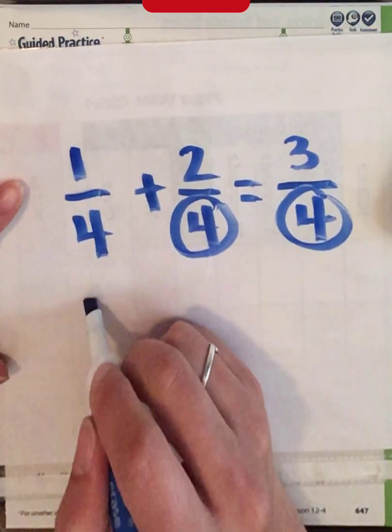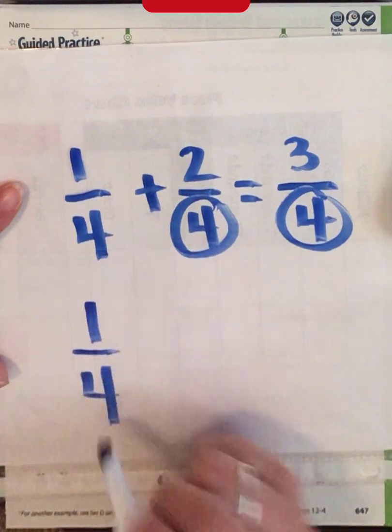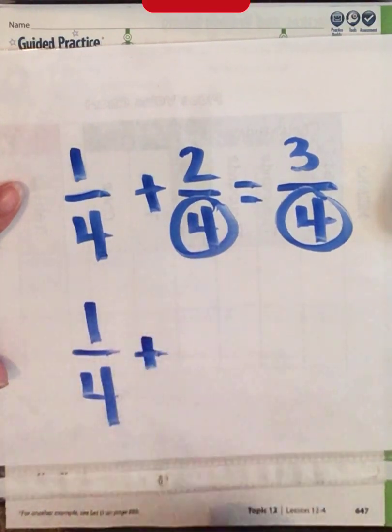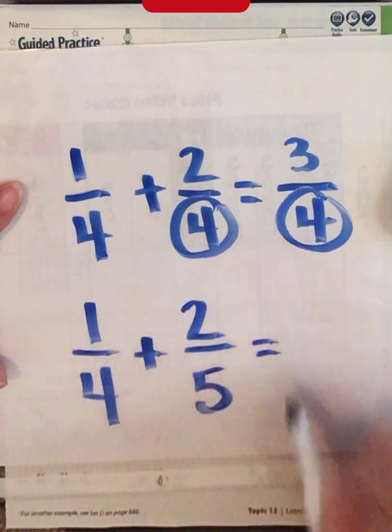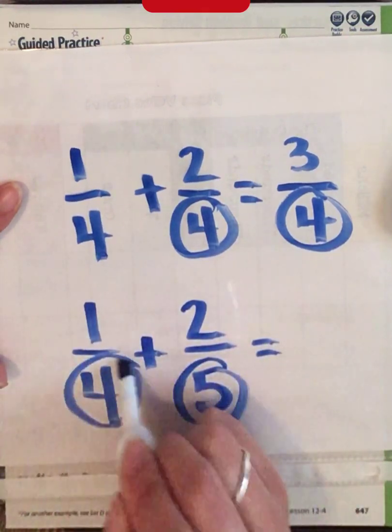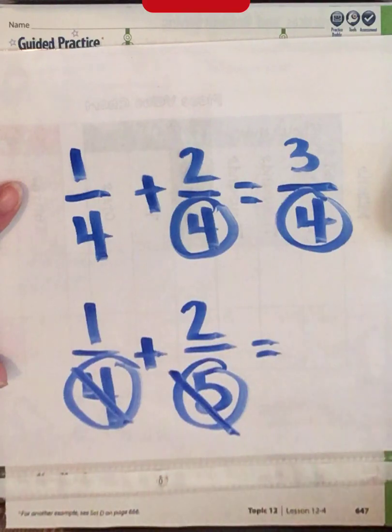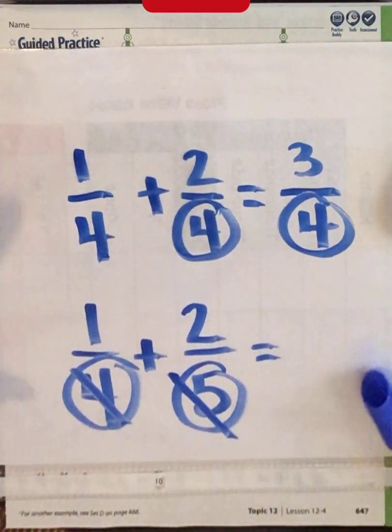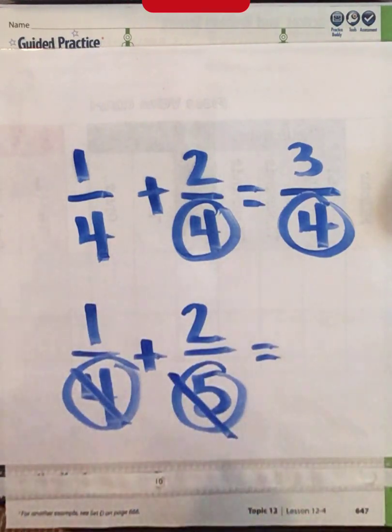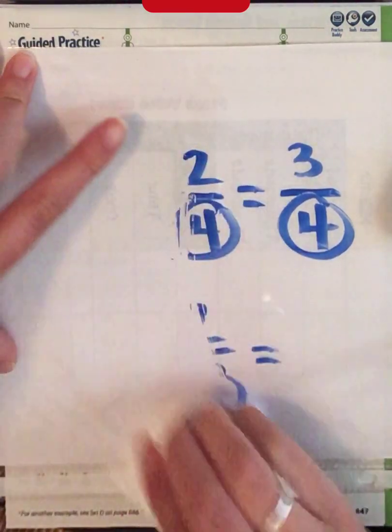Okay, but we aren't at that level where we can take 1/4 and add it to 2/5, because those denominators are not the same. You'll get to a point where you're able to do that, but I'm going to tell you, you aren't there yet. Save that for 5th grade. Mr. Dirksen will teach you that.